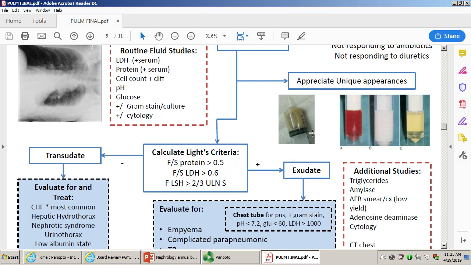What's this? Pus. When you see this, they need a chest tube and antibiotics. But this is pus equals chest tube. Light's criteria. How many do you need to say it's an exudate? Just one. How many do you need to say it's a transudate? All of them negative. I guess it's easier just to remember if any one is positive, that is an exudate.